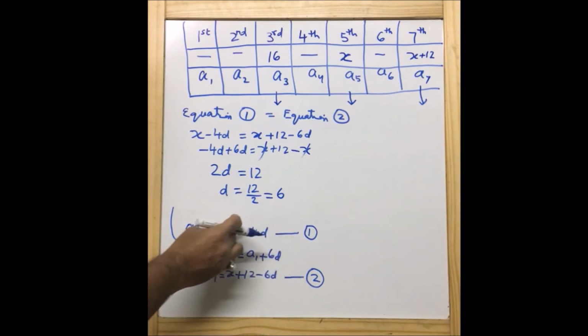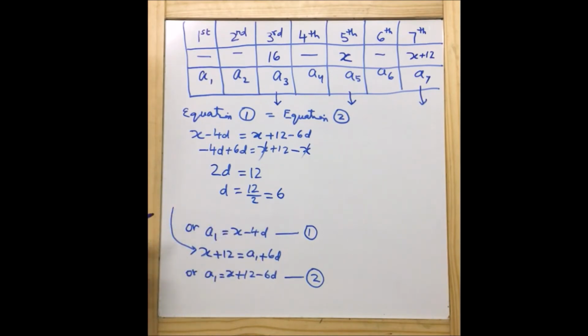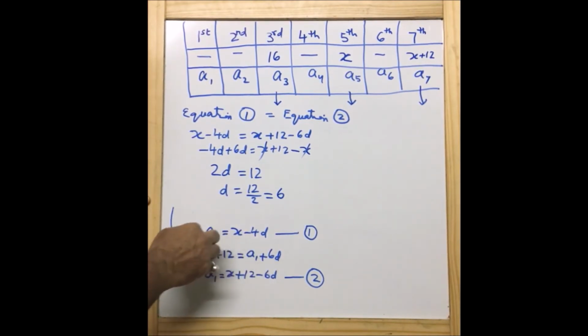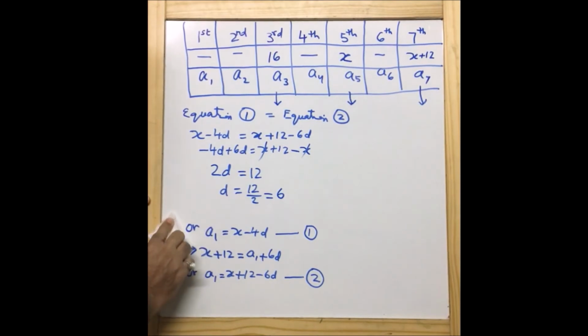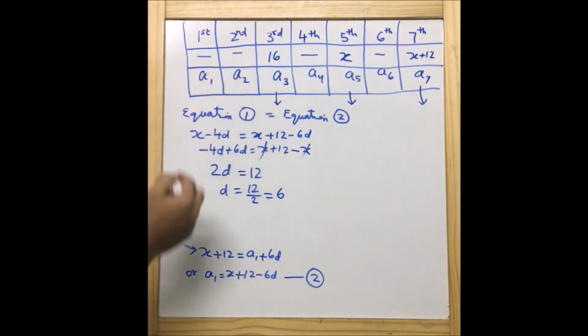Now as we got the value of D, let's put the value of D in any of these equations. So I'm going to put the value of D in equation 1. Here in equation 1 we have A1 is equal to X minus 4D, or let me put it in this way so that it would be easy, because here again X is there, and if I put it, then again two missing terms will be there. So let me do it like this. Here we have the complete data for A3.